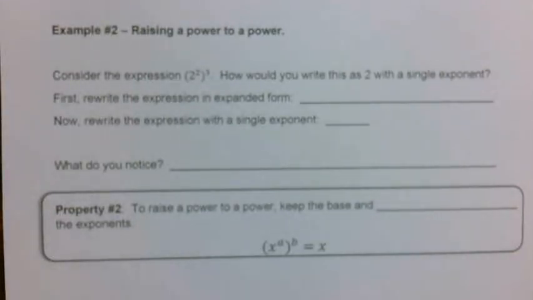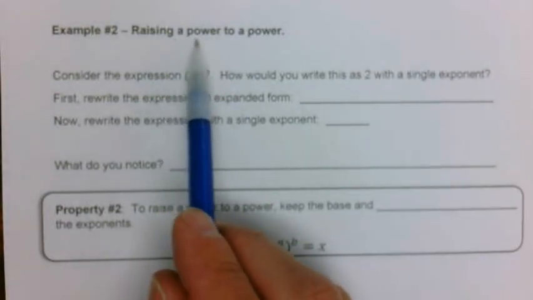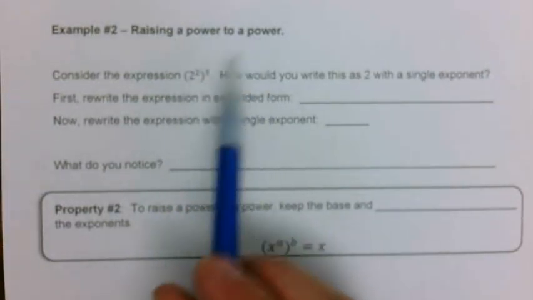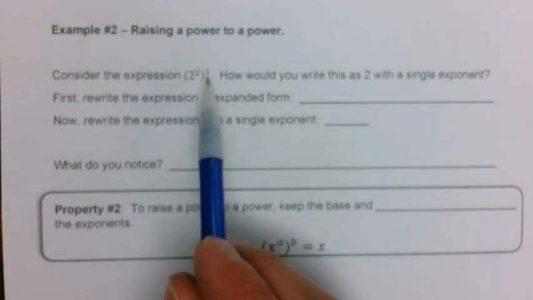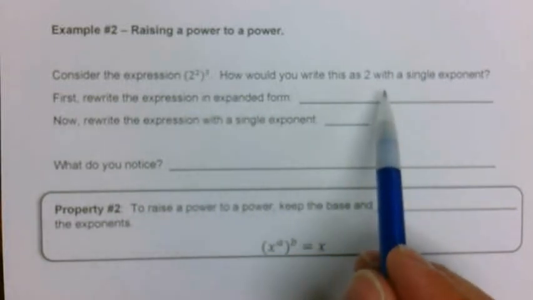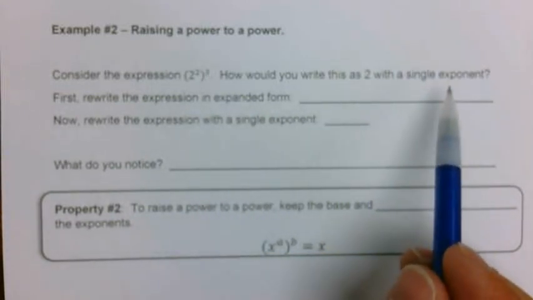The second exponent property we're going to investigate is when we raise a power to another power. In this expression, we have 2 squared, and we're going to take that and raise that to the third power. 2 squared to the third power. How would we rewrite this as 2 with just a single exponent?